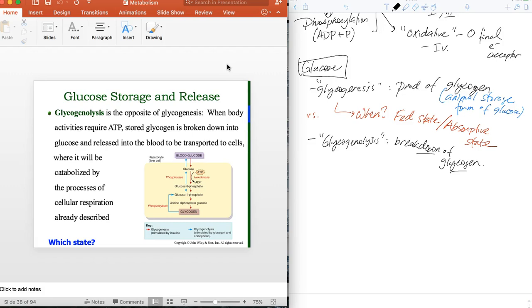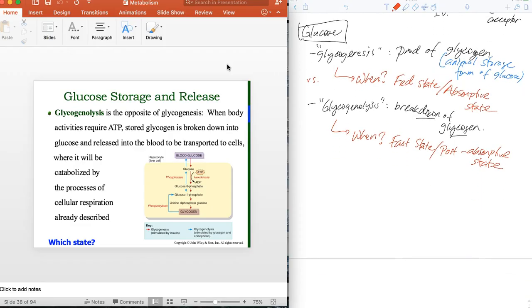So the flip of glycogenesis would be glycogenolysis, and glycogenolysis is taking place when you are more in the fasting state, a couple 2-3 hours after a meal. So this would be referred to as post absorptive. So that's kind of the big picture, which makes sense, right?